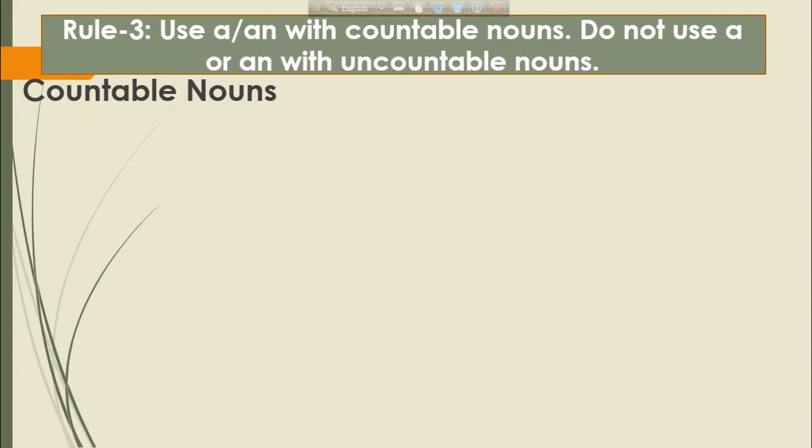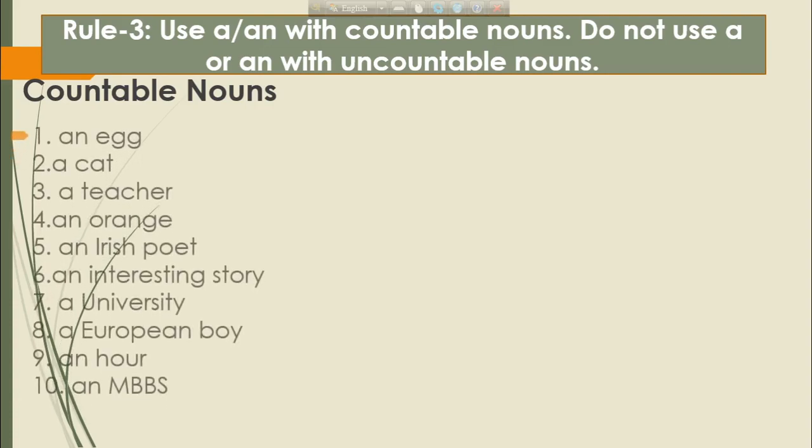Come to rule number 3. Use A or AN with countable nouns. Do not use A or AN with uncountable nouns. So a countable noun is a noun that can be counted.